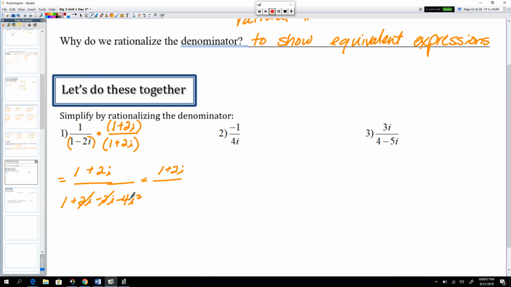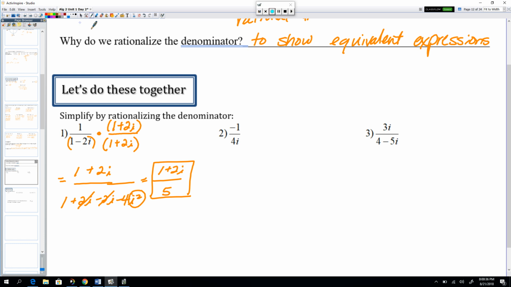1 stays. -4 times -1 turns into a +4. So +4 plus 1 is 5. That now, see that gorgeous denominator? It's no longer this problem denominator. We're happy with this answer, and this is the answer you'll find in your multiple choice options. Okay, you're not going to find 1 over 1 minus 2i in your multiple choice options.